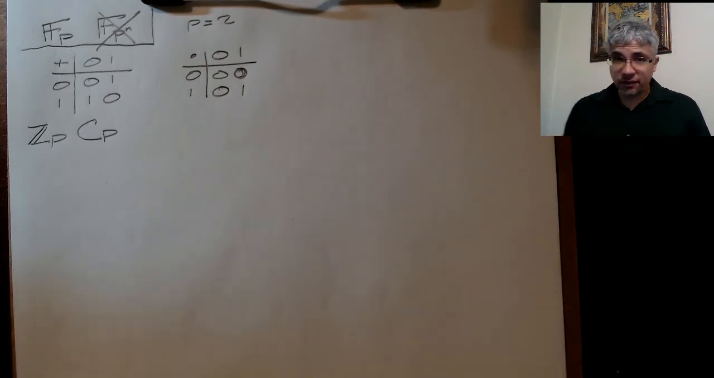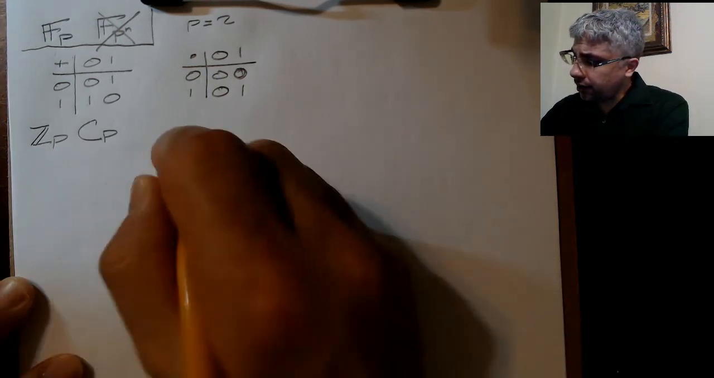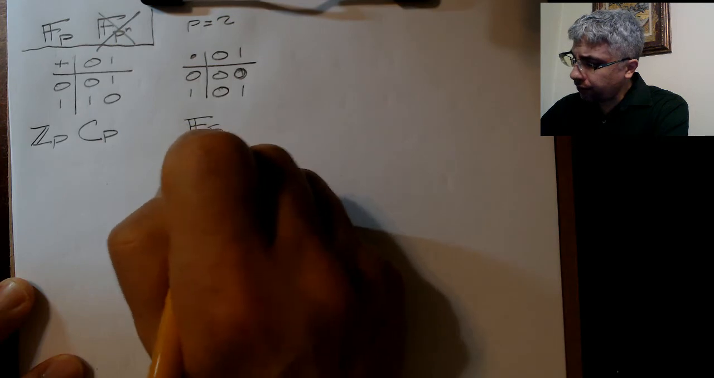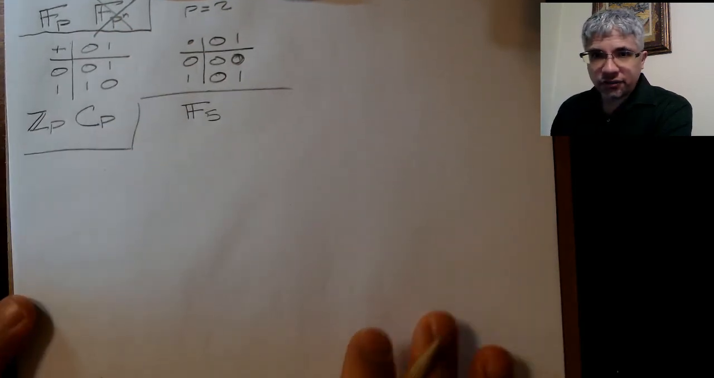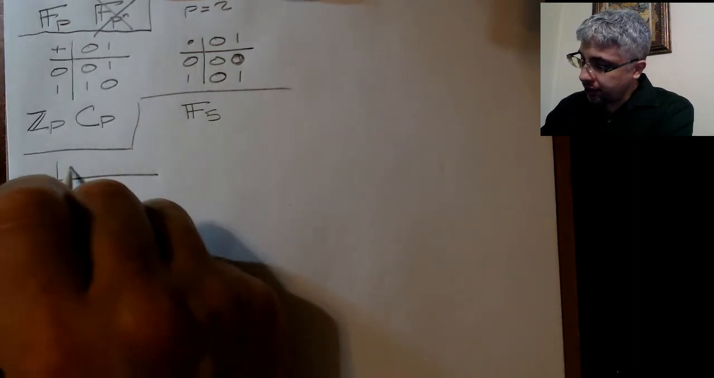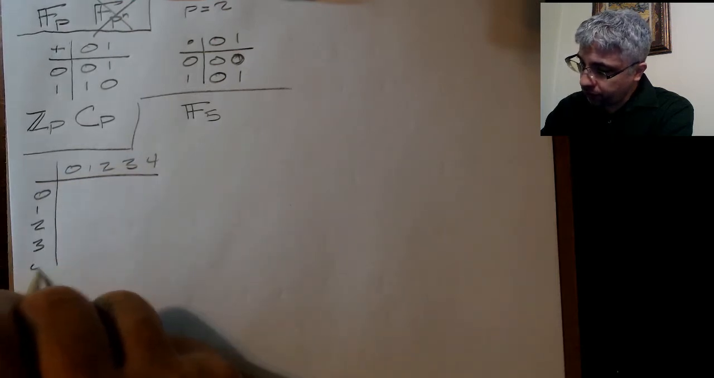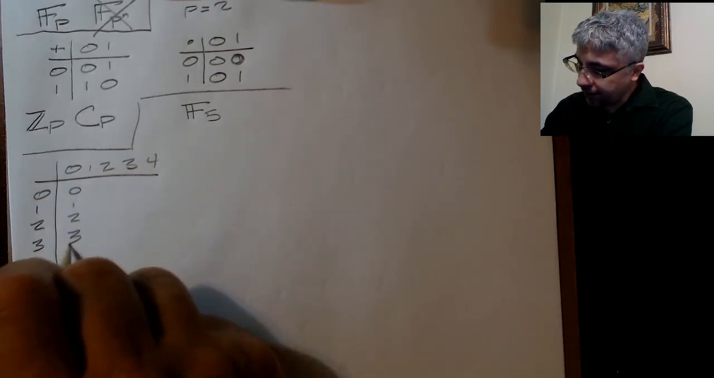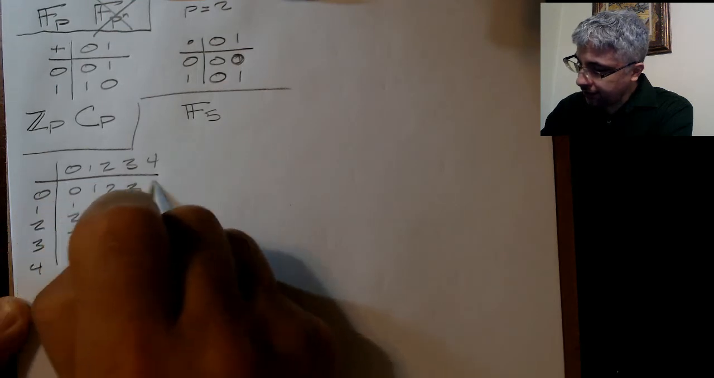Of course, this is a very tiny example. Maybe let's try and do another one. Let's do, I don't know, F_5. 5 is a nice prime. That's not too large for us to make a table. So if I want to do addition, 0, 1, 2, 3, 4, 0, 1, 2, 3, 4, I'm just going to get something like this.